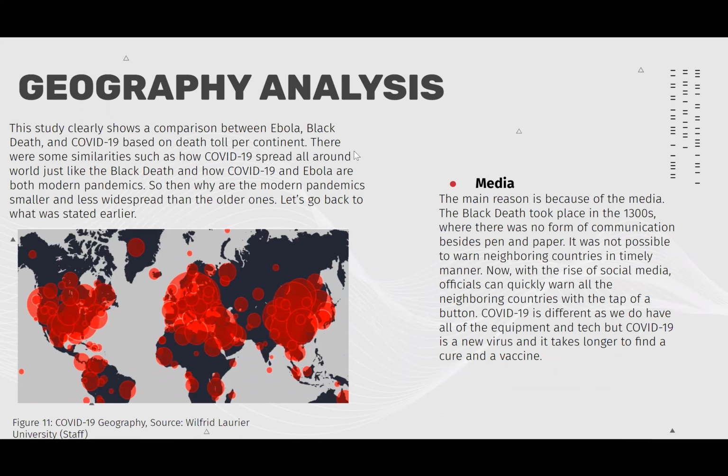Geography analysis. This study clearly shows a comparison between Ebola, Black Death, and COVID-19 based on death toll per continent. There were some similarities, such as how COVID-19 spread all around the world, just like Black Death, and how COVID-19 and Ebola are both modern pandemics. So then why are modern pandemics smaller and less widespread than the older ones?